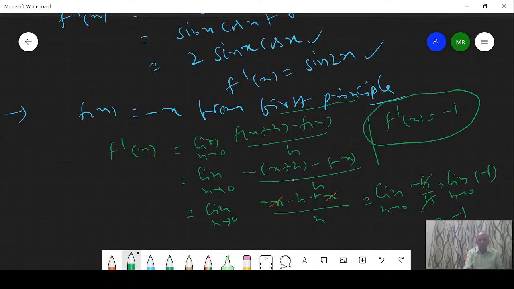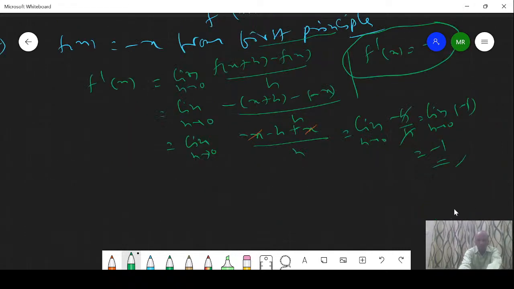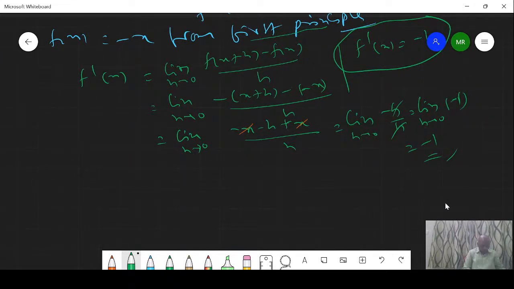Then replace x with x plus h, and simplify. The derivative becomes minus 1, by using the first principle. Correct. So we are trying to find it using the first principle formula. You are finding it, right. Next one.